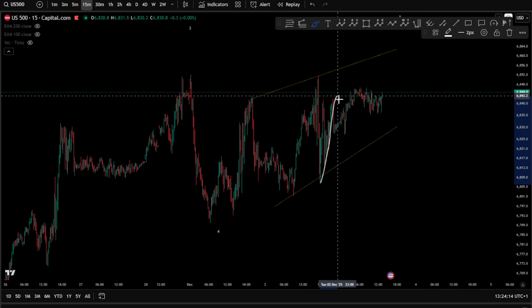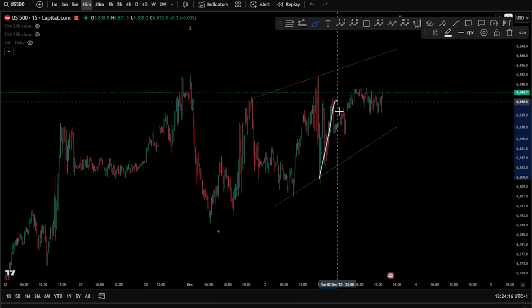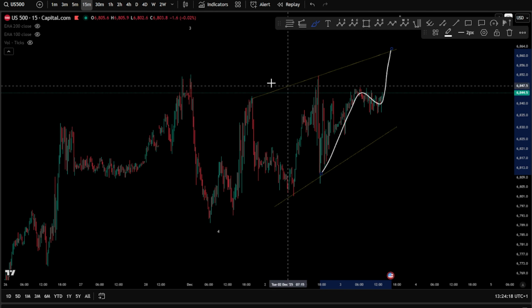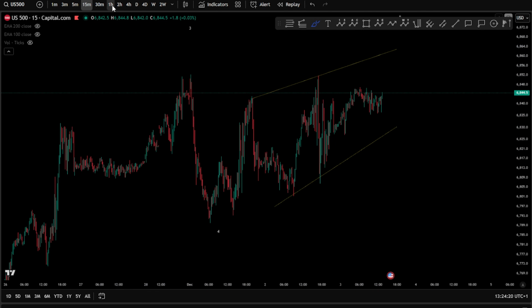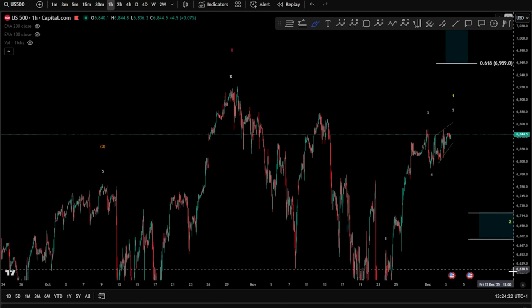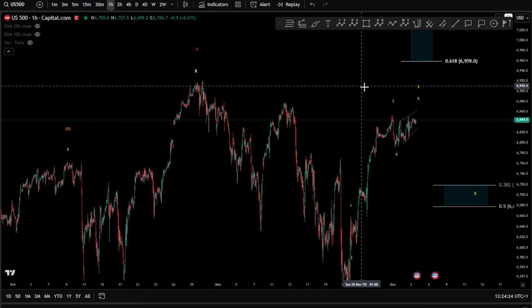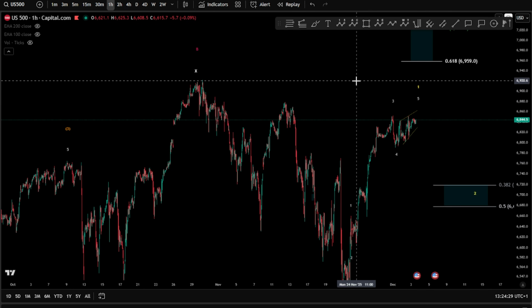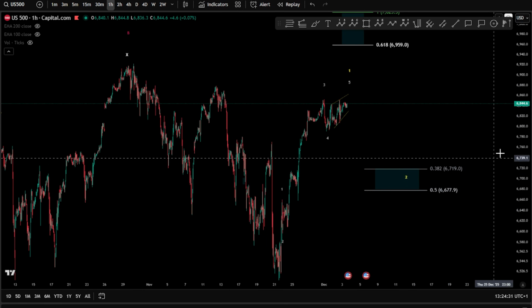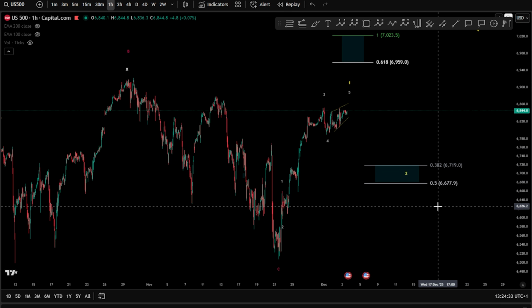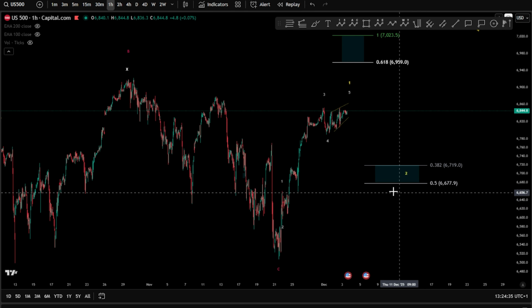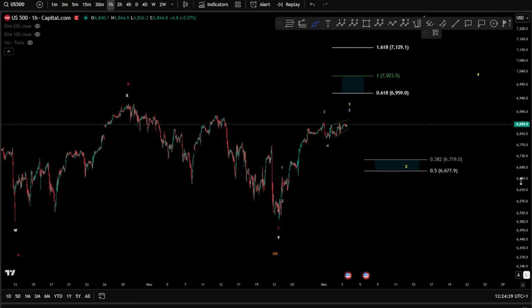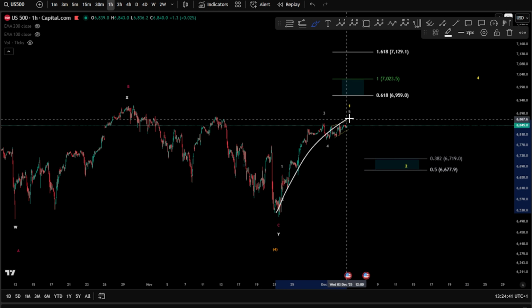So we see zigzags, and another zigzag right now is unfolding ABC, of course, to take the high one more time. And that means, of course, we're still looking for a potential higher prices here, that it might unfold a wave 1 and then wave 2 for 0.38 fib level around the 6,719. So basically, I would say briefly as well for SPX, we are still looking here at an impulse.